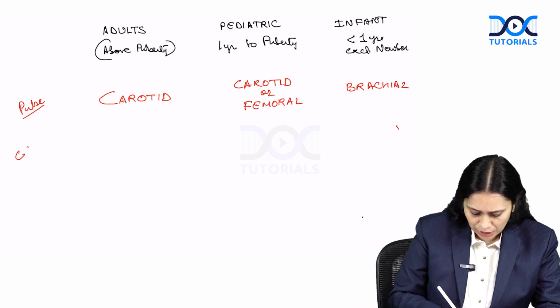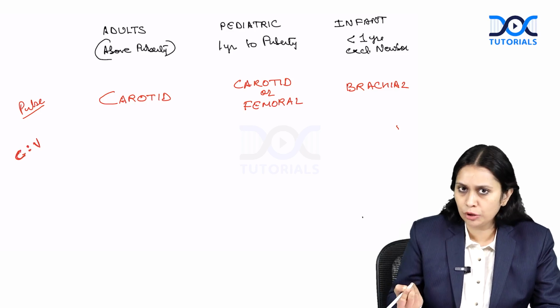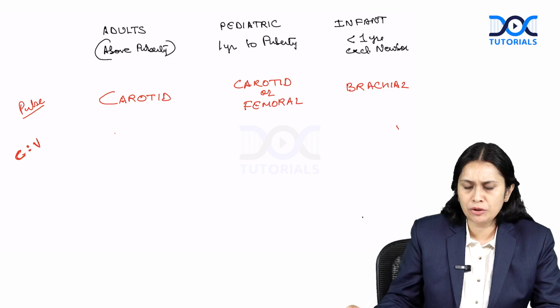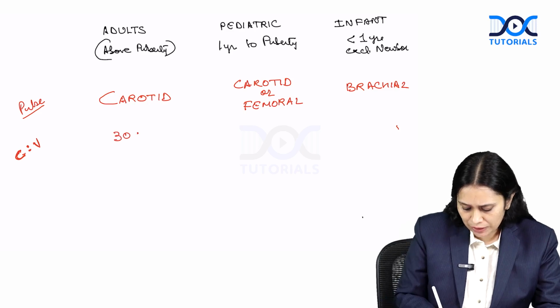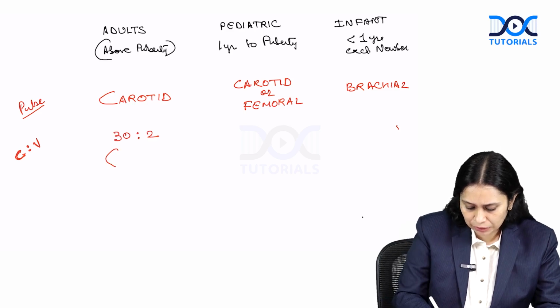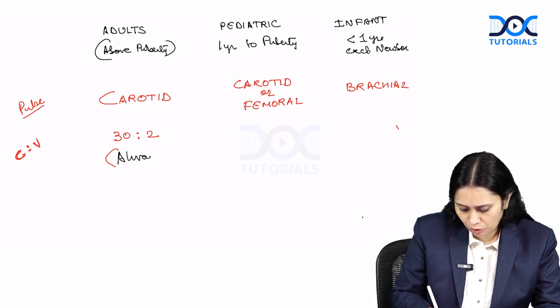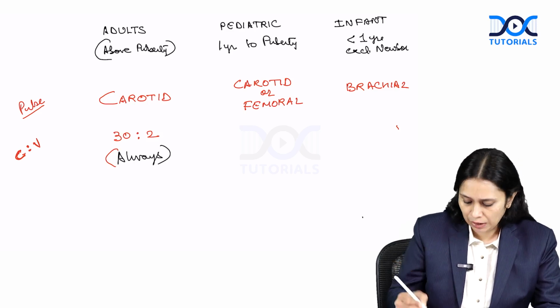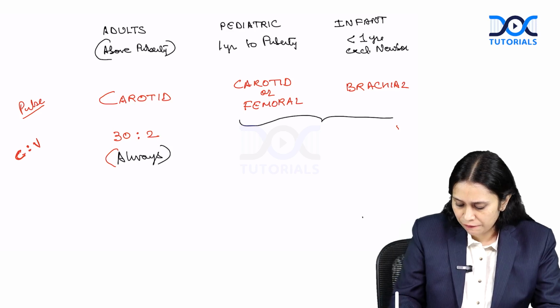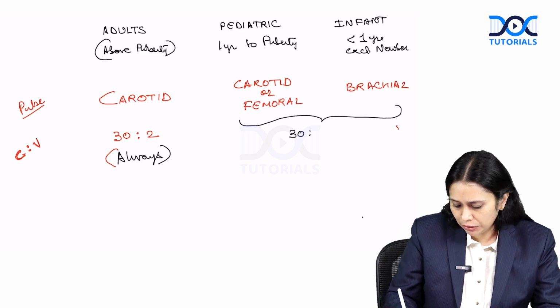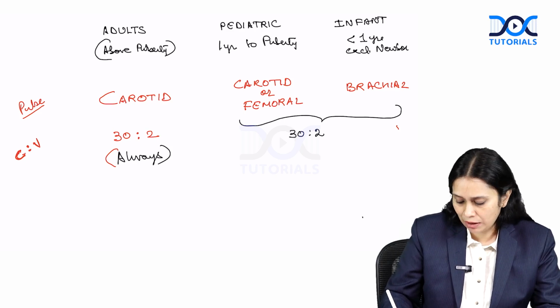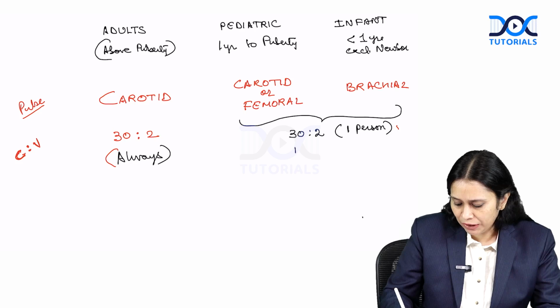Next, the compression and ventilation ratio during BLS. In adult, it is always 30:2. I am writing here always, I mean there is no difference, always. And for pediatric and infant, we go for 30:2 when there is only one person, and 15:2 when there is more than one person doing the resuscitation.